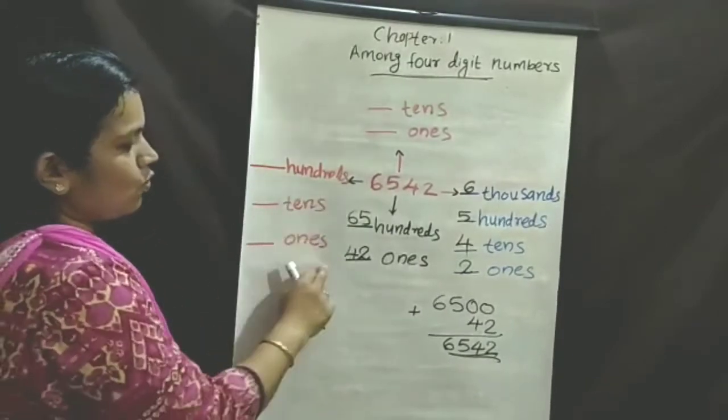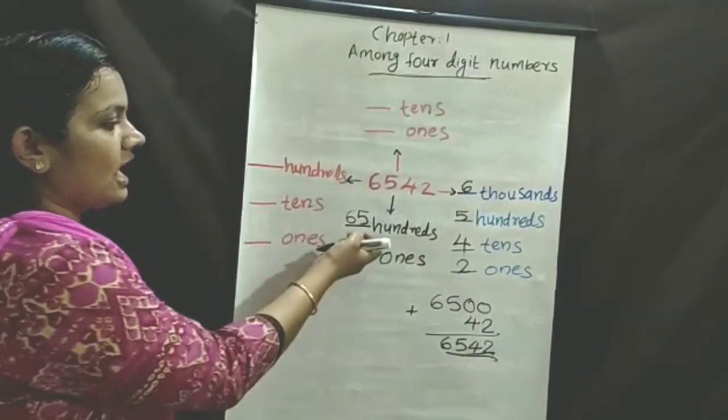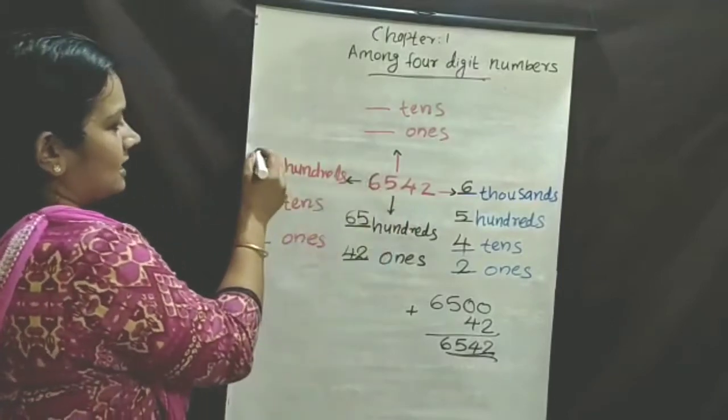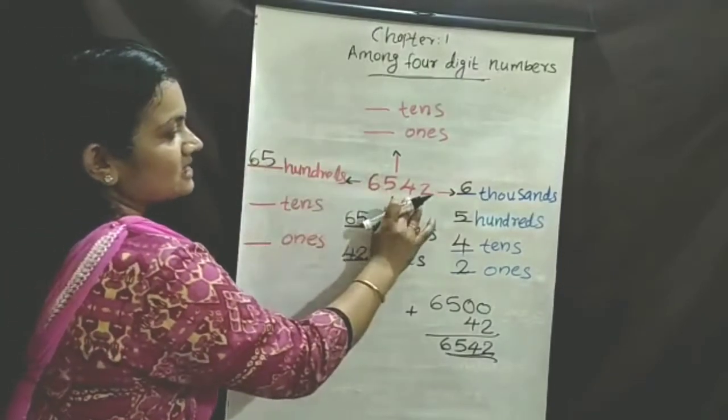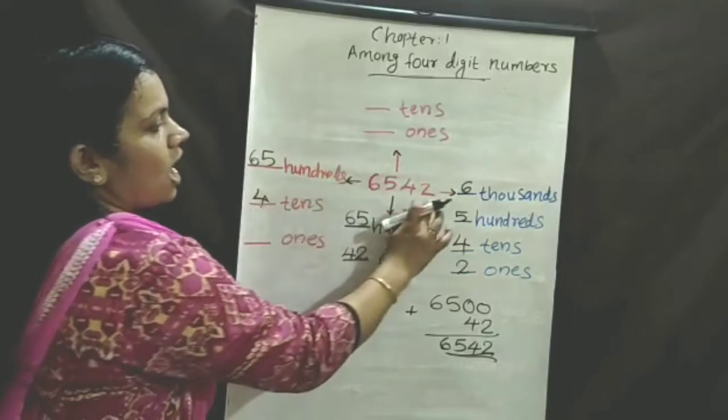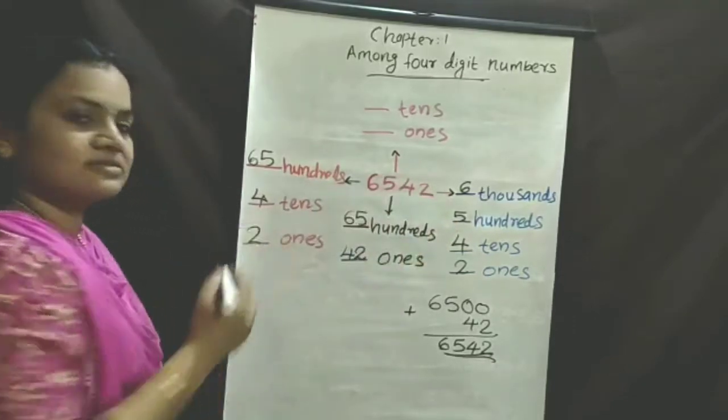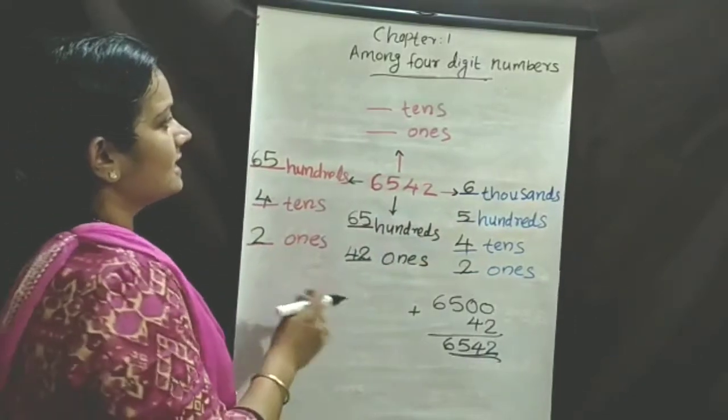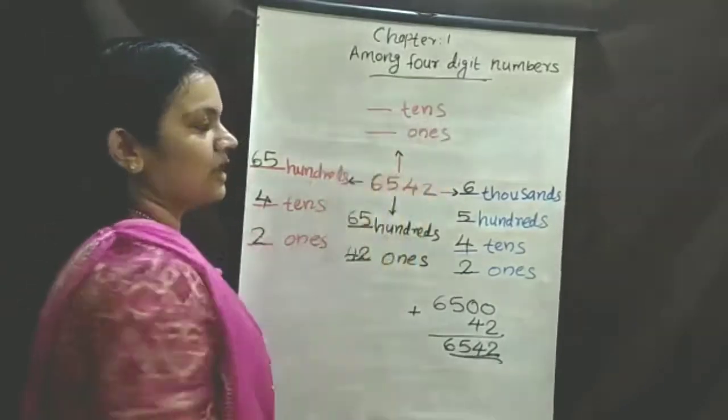Okay, this is what? Hundreds, tens, ones. We already wrote the hundreds here: 6,500. How many tens? 4 tens. How many ones? 2 ones. Got it?